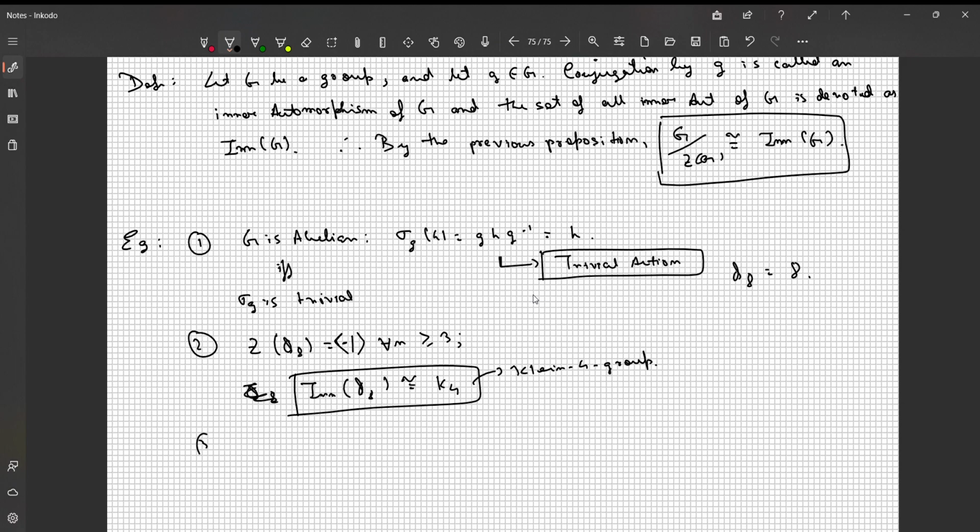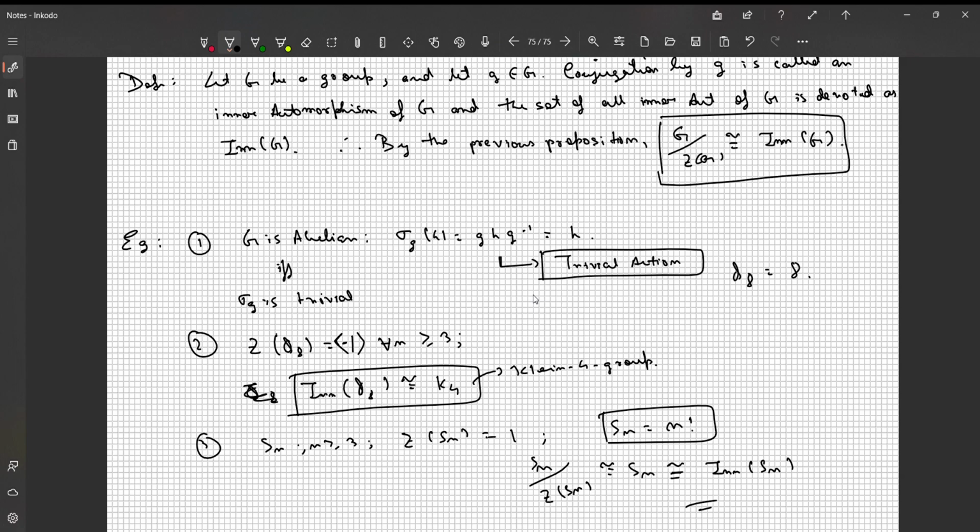Similarly, if you consider S_n for n greater than or equal to 3, the center is trivial, right? What is the number of elements in S_n? You have n factorial elements. Then S_n mod Z(S_n) is isomorphic to S_n itself, and this is indeed isomorphic to the inner automorphisms of S_n. Clear? So these are a few typical examples.